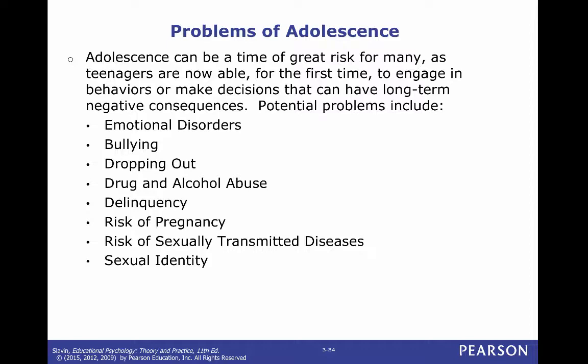Potential problems also include having, or being identified as having, an emotional disorder. Bullying is really hard at this time too. Kids may drop out of school, because school is not necessarily a friendly place, so they would rather not be there. This is when drug and alcohol abuse comes in. There's also delinquency, getting in with the wrong peer group and becoming a delinquent.